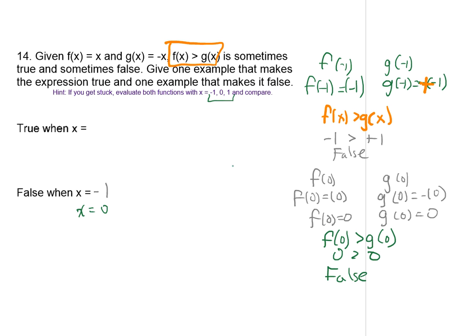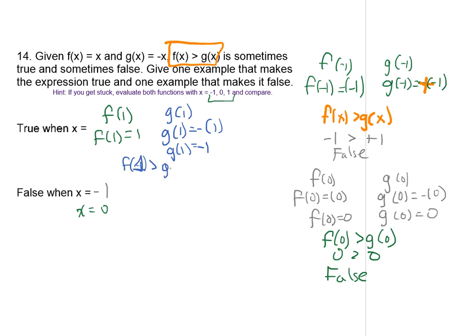Let's try 1. All right, so we're going to do f at 1. So f at 1 equals 1. Now let's do g at 1. So g at 1 equals negative 1. So negative of 1 is negative 1. So let's check my inequality again. F of positive 1 is going to be greater than g at 1. So if f at 1 is 1, g at 1 is negative 1. So this is a true statement. So the statement is true when x equals 1.